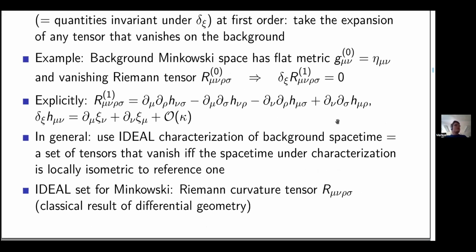So in general, what you have to use is a so-called ideal characterization of your background space-time. I don't know if you know this. An ideal characterization is a set of tensors that vanish if and only if the space-time that you're looking at is locally isometric to some reference space-time. This is something that has been done by people in Spain, not in Barcelona, but in Valencia for some time, and then recently by another collaborator of mine, Igor Hafkin from Prague. The classical result is, of course, that the ideal characterization of Minkowski is the Riemann curvature tensor. The classical result of differential geometry is that a metric is locally isometric to the flat metric if and only if the curvature tensor vanishes. So this is a very simple example, and this can now be generalized.